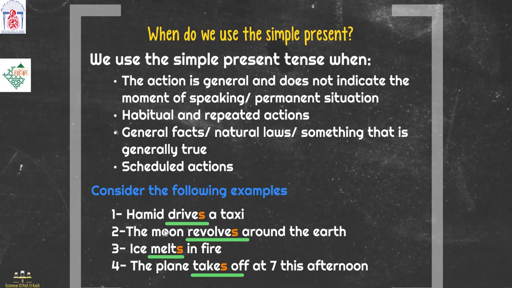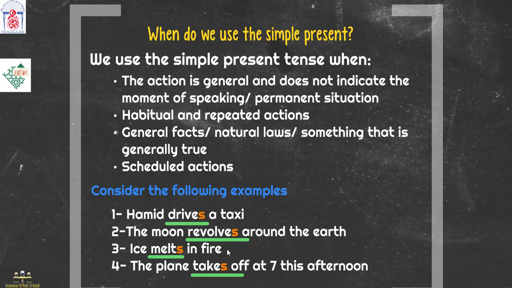The second one, the moon revolves around the earth. Now, the moon revolves around the earth. Here, I'm talking about a general fact or a natural law, right? Is that clear? The moon always revolves around the earth. So that's a natural law and accepted as being true all the time. So we use the simple present for that.